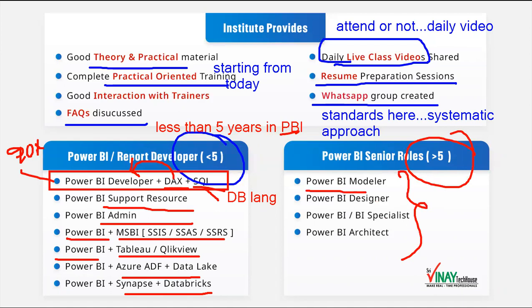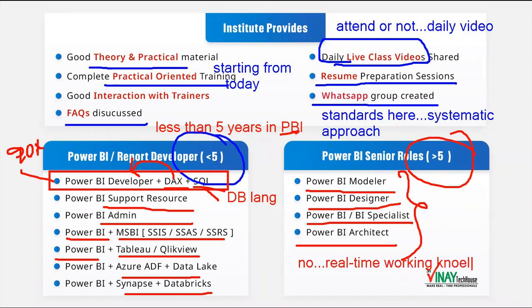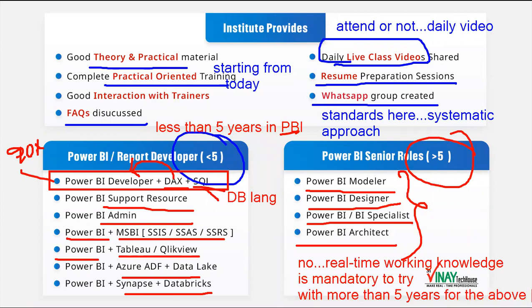First one, Power BI modeler. Second one, designer. Next one, specialist. Next one, architect. Sir, is it possible after this course? No. Real-time working knowledge is mandatory to try for the above roles with more than 5 years. So below 5, no problem.